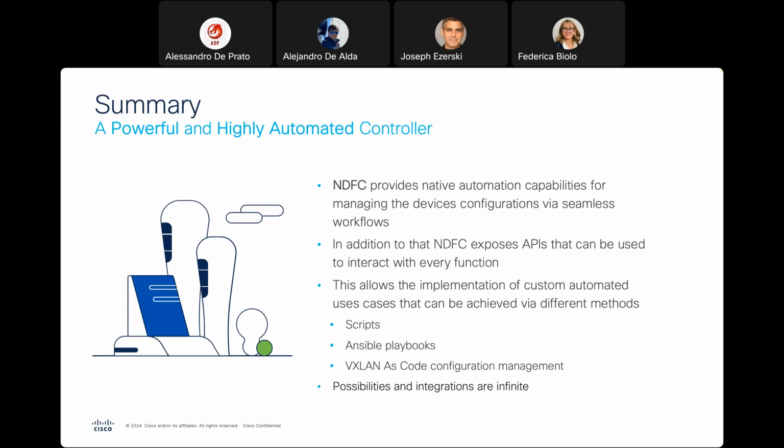But if you are okay with playbooks, for example, stick to Ansible. If you already have experience with Ansible playbooks, stick to that. If you do not want to care about loops, if you don't want to care about variables, you only want to care about a data model that contains only the configuration, then Vxlan as code is going to be your final option. Remember that the possibilities and the integrations you can get with automation around NDFC are infinite.